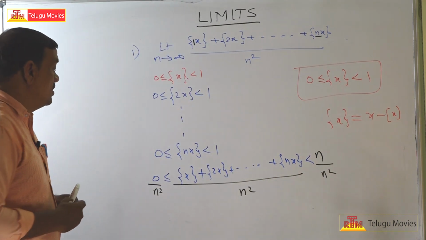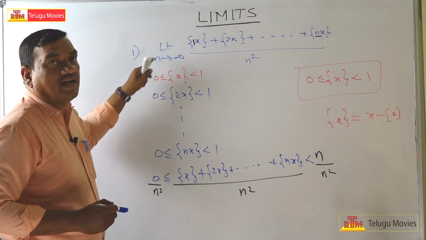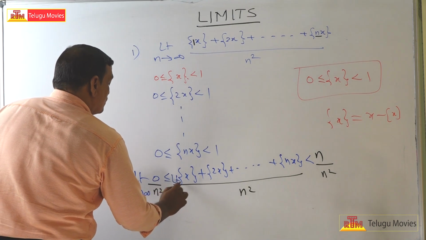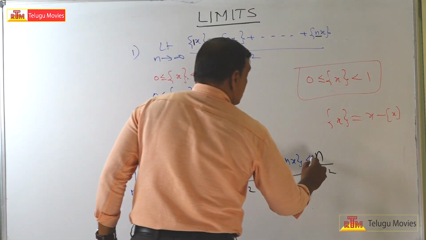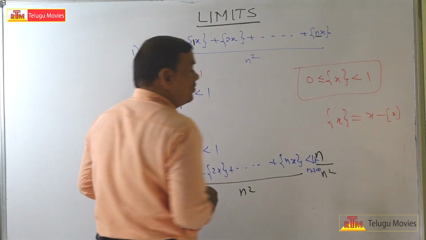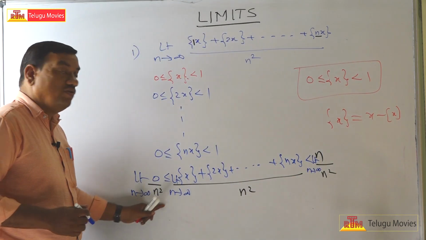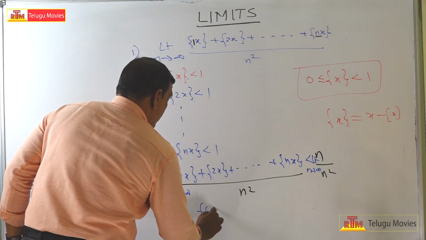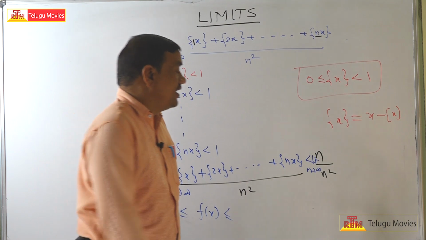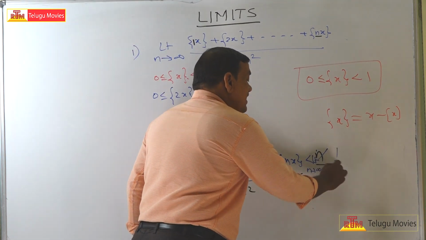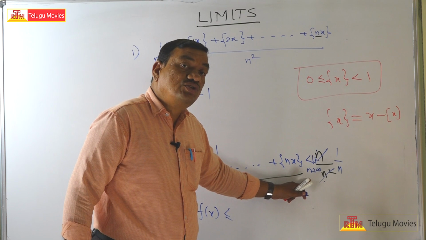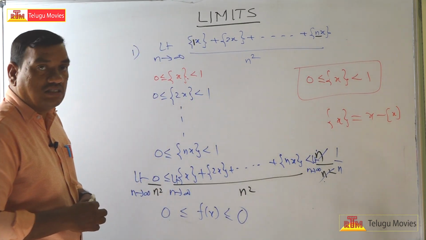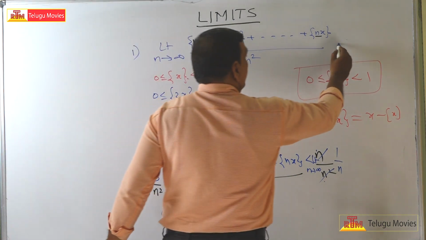Now, next, take the limit as n tends to infinity on all sides. Here also the limit as n tends to infinity, here also, here also. The left value is 0. So 0 is less than or equal to your function, which is less than or equal to n by n square, which cancels to 1 by n. As n tends to infinity, 1 by n tends to 0. Therefore, the answer for this problem is 0.